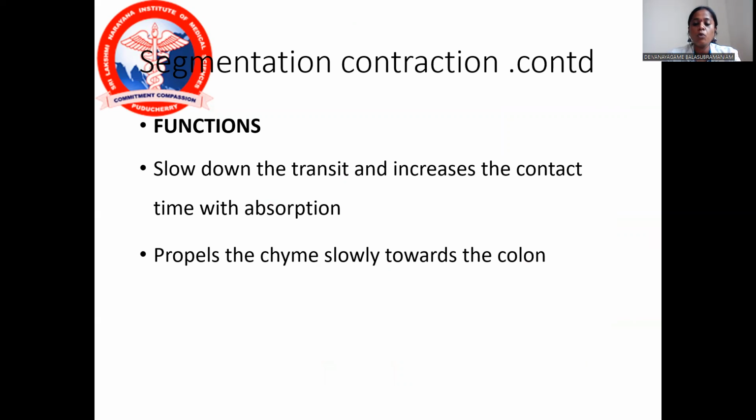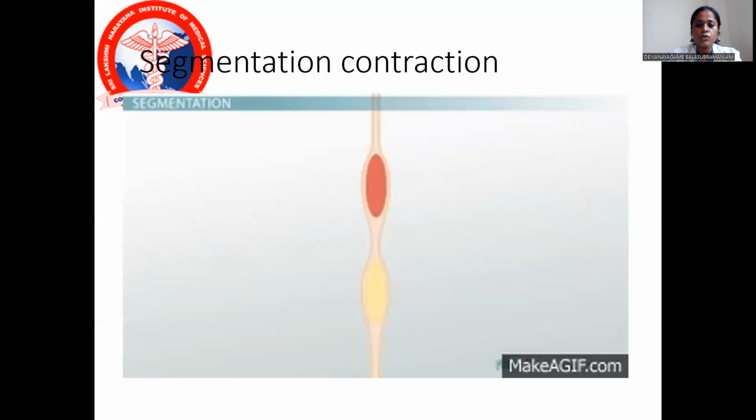They propel the chyme slowly towards the colon. This segmentation contraction is helpful in the slow movement of the chyme through the intestine, and it increases the absorption time. Next, so this is a segmentation contraction. You can see alternate contracted as well as relaxed segments.